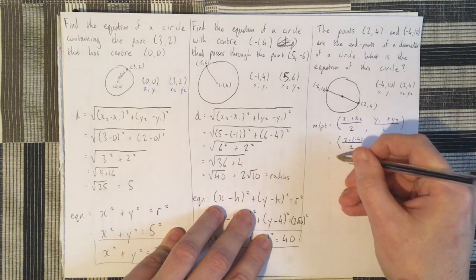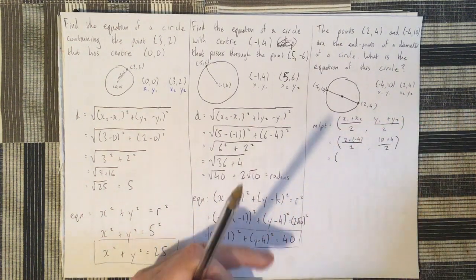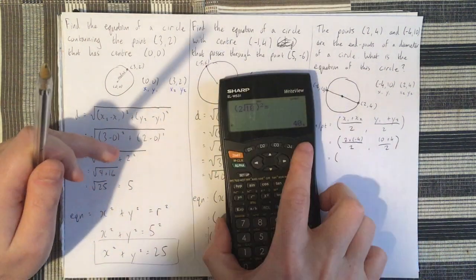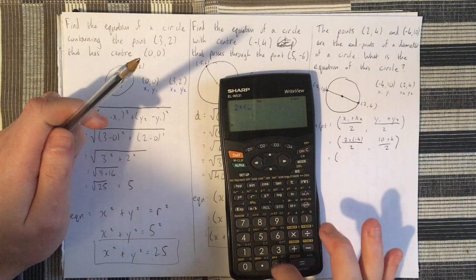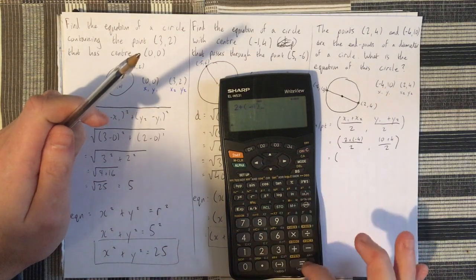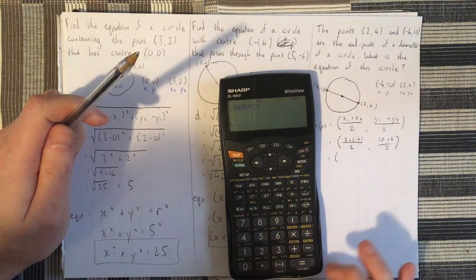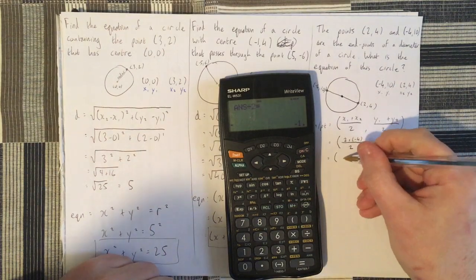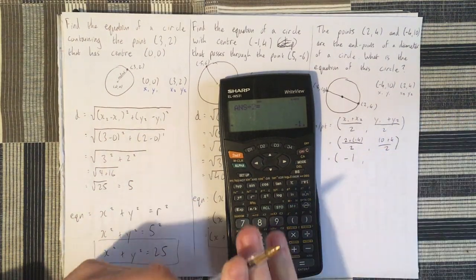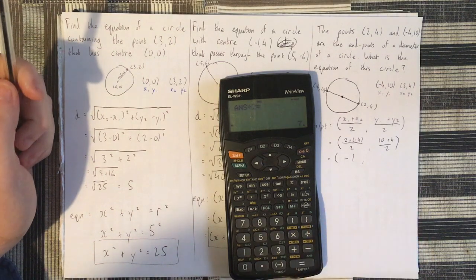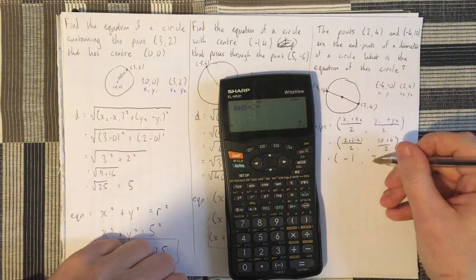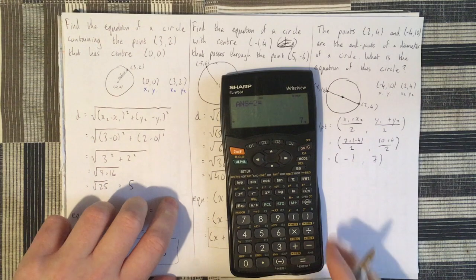Over 2. So just 2 plus minus 4 and then divided by 2. So 2 plus minus 4 is minus 2, divided by 2. So that is minus 1. And then 10 plus 4 is 14, divided by 2 is 7. So there's the center of your circle.